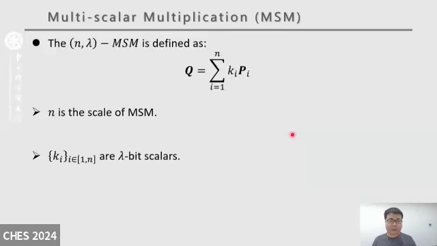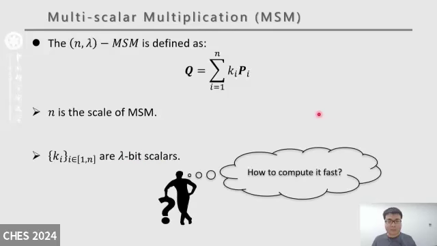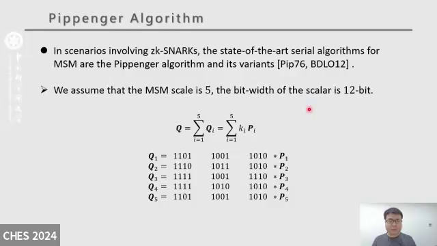Okay, if we combine PADD and PDBL, we can define the n, lambda MSM just as this. Here n is the scale of the MSM, and all the scalars k_i are lambda-bit scalars. So how can we compute this faster? In scenarios involving ZK-SNARK, the state-of-the-art serial algorithm for MSM is the Pippenger algorithm and its variants.